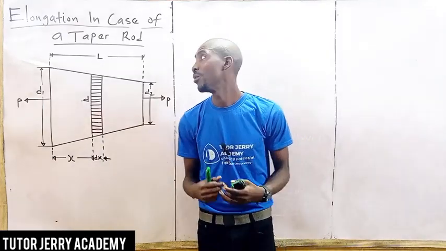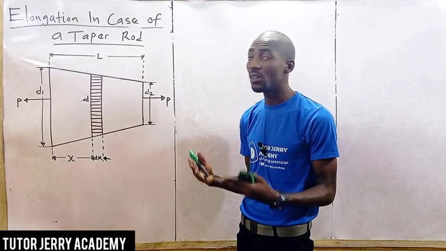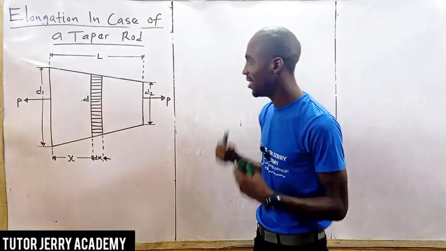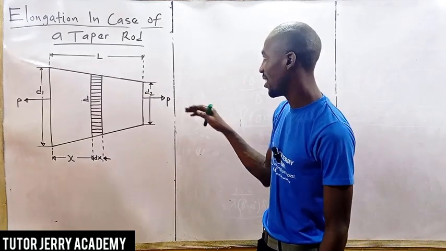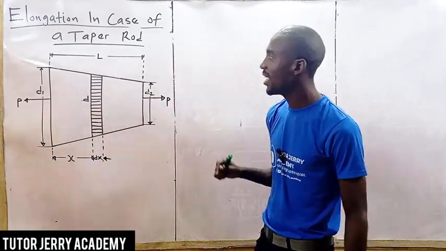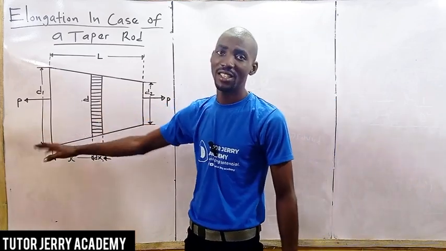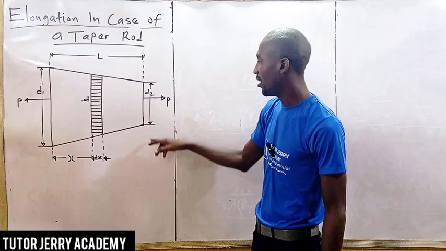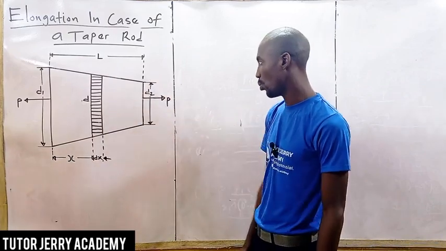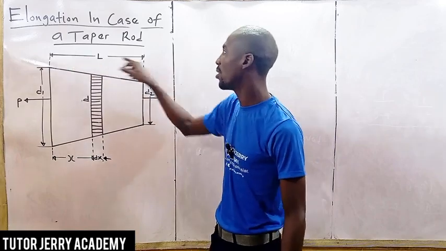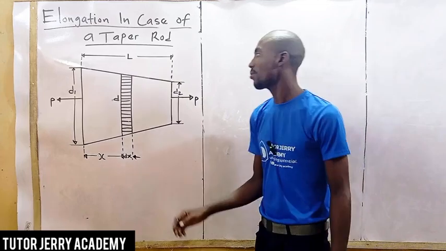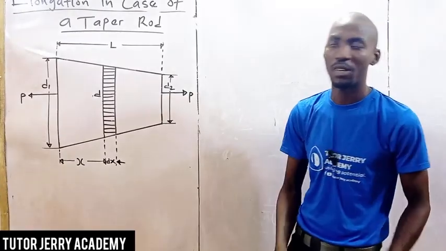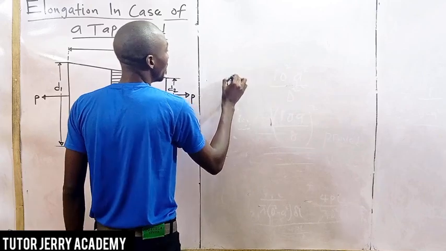Hello and welcome. Today we'll be looking at elongation in the case of a taper rod. The above diagram is the diagram of a taper rod that is subjected to a uniform load P. The outer diameter, that is the top diameter, is D1, and the bottom diameter is D2, and the length of the taper rod is L.